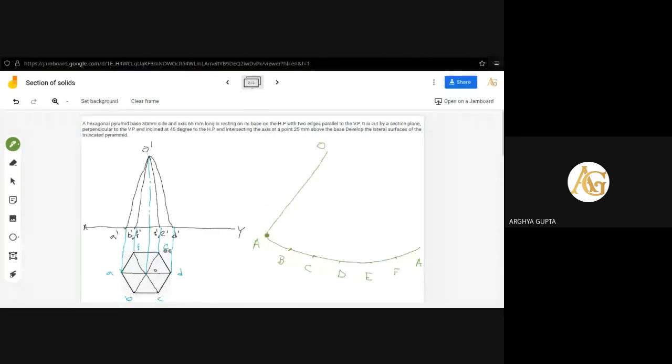Now join A to B. I'm drawing it with a different line. Join A to B with a scale, then join B to C, then C to D, D to E, E to F, and then F to A. Okay, I have joined A, B, C, D, E, F, and FA by straight lines. This curve will be like that actually.